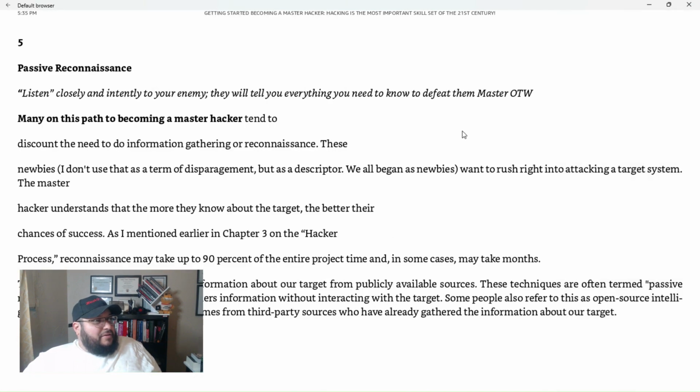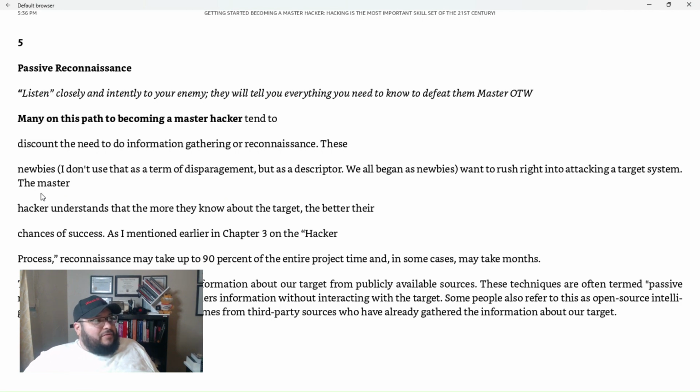Okay, here we go. Passive reconnaissance. "Listen closely and intently to your enemy. They will tell you everything you need to know to defeat them." Master OTW. That's a good one. "Many on this path to becoming a master hacker tend to discount the need to do any information gathering or reconnaissance. These newbies, I don't use the term as disparagement, but as a descriptor. We all begin as newbies. They want to rush into attacking a target system."